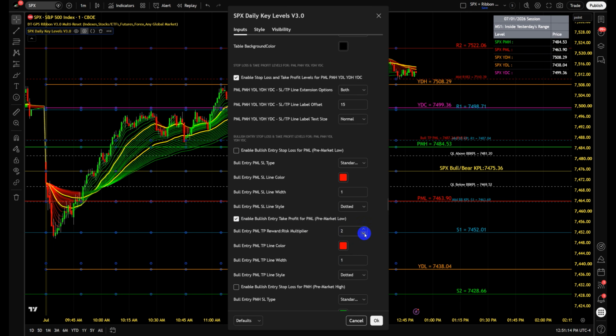The default is 2 to 1. You can either move down in 0.25 increments or up in 0.25 increments. You can go all the way up to 30 or all the way down to 0.25. The default is 2.